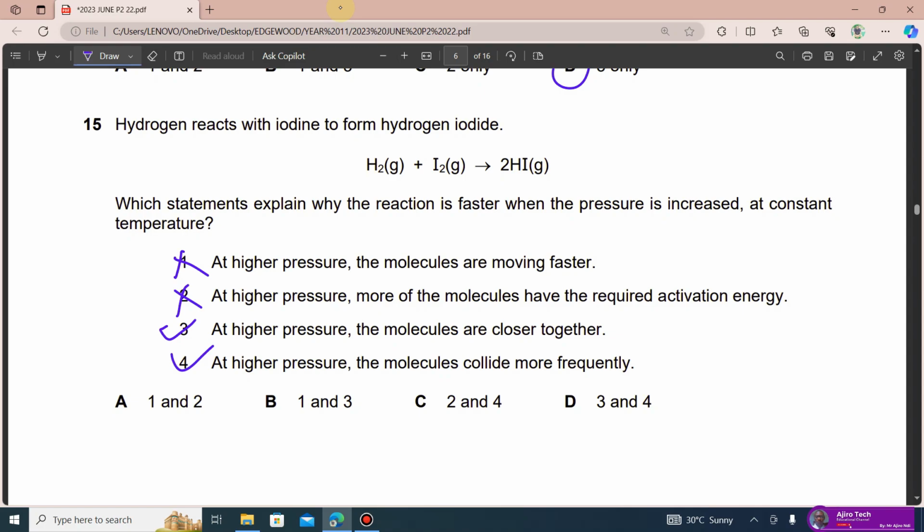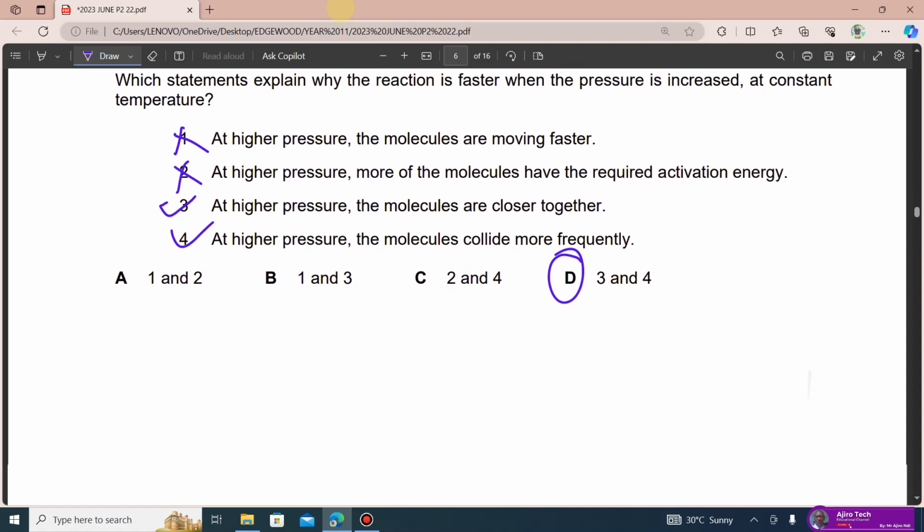At higher pressure, more of the molecules have the required activation energy. No, that has to do with the temperature. So 3 and 4 are the correct options here. So option D is the right answer to this.